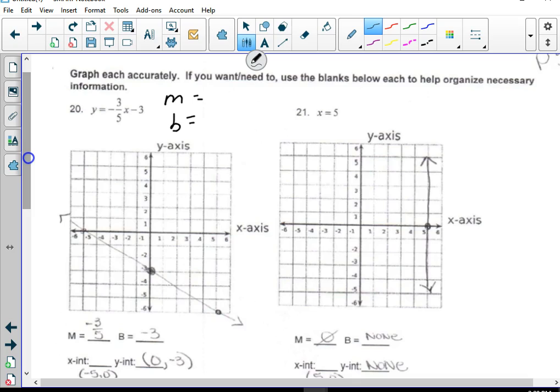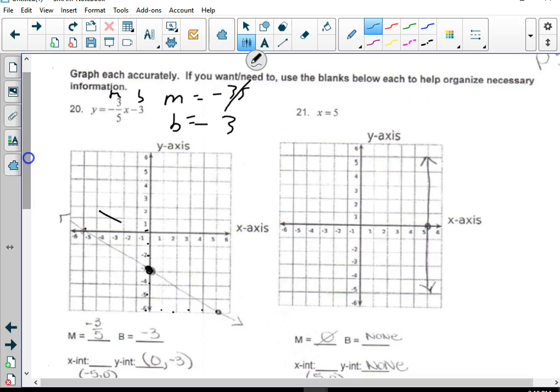This is a good way to show partial credit also. Let's say you graph this wrong. If you show me M and B, or even if you wrote M here and B here, that's a good way to show partial credit. So my m is -3/5. And my b is -3. So here's my starting point. And I go down 3, 1, 2, 3, right 5. Or up 3, left 5. And then I connect the dots.